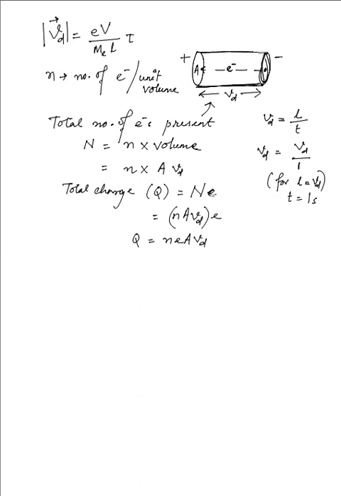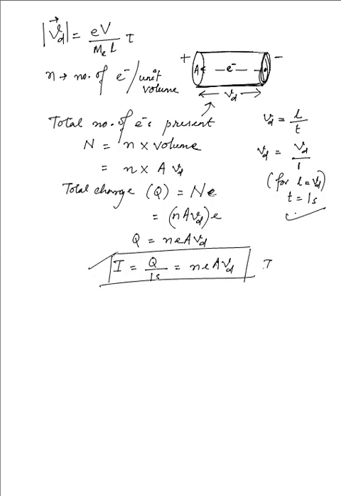Now this is the charge flowing in what time? The time is 1 second, as we have taken over there. So the charge flowing per unit time, charge per 1 second, is nothing but the current. So the current in this case is I equals neA times Vd, which gives me the idea that I is proportional to Vd.